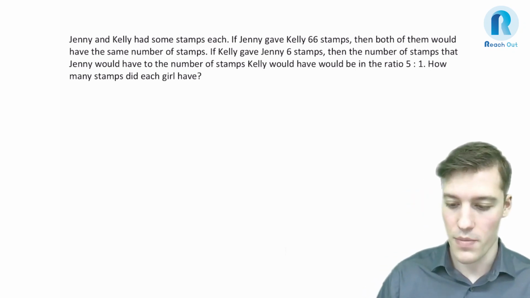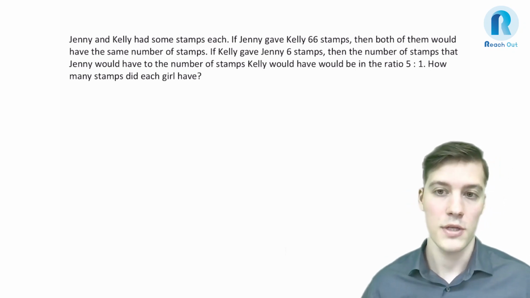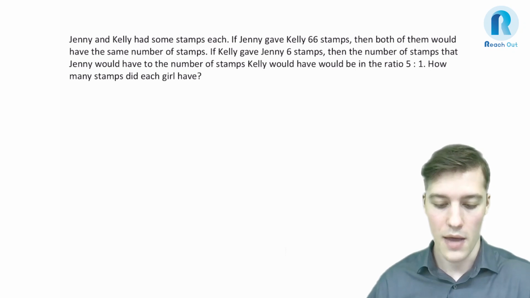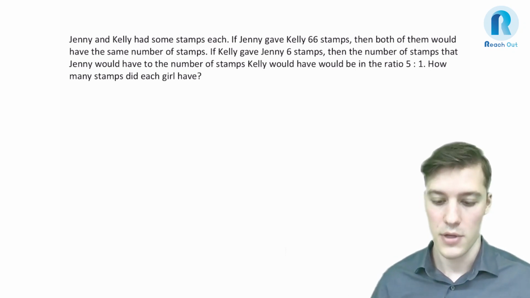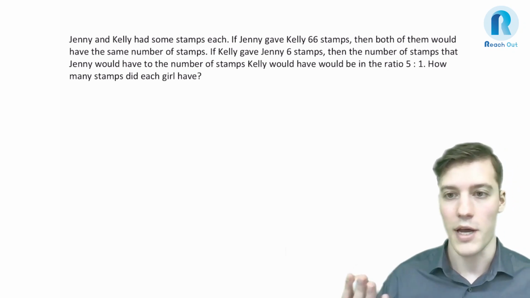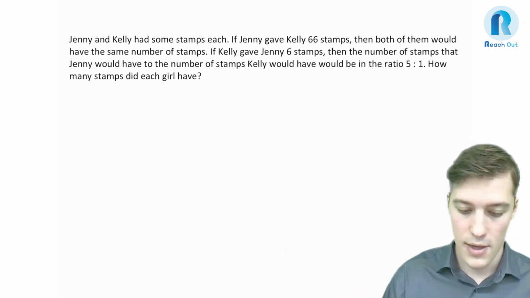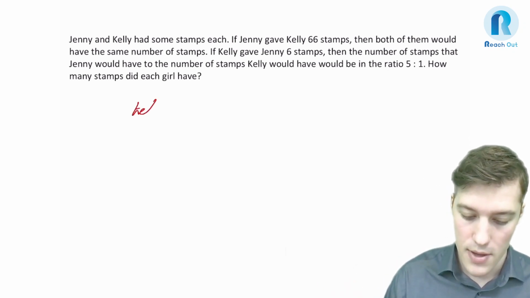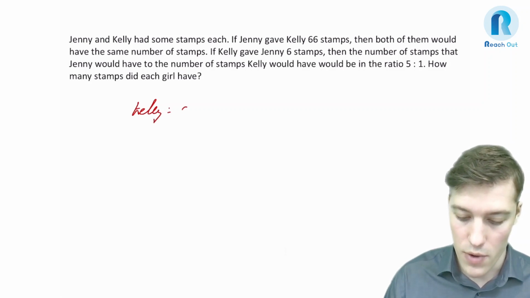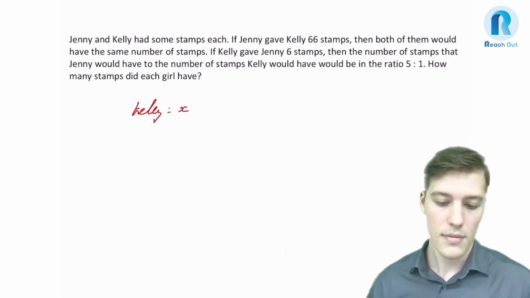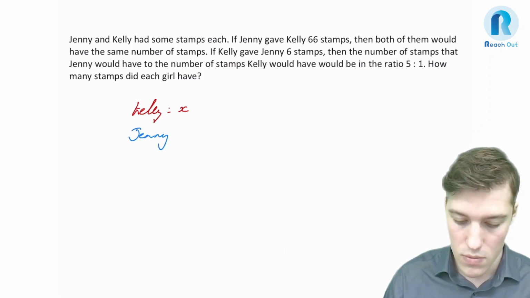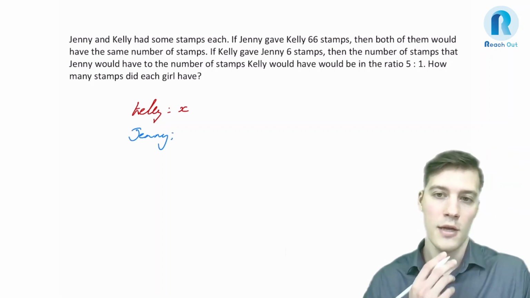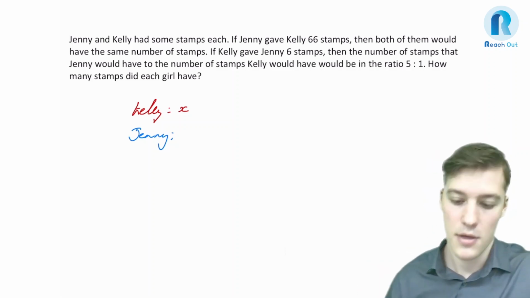So the first step of equations is to define the variable. So what am I after? Well, I'm after Kelly's stamps and Jenny's stamps. So one of them I can just define as x. I will do that to Kelly's, sure. So Kelly's stamps will be represented by x. So now I have to think, well, what about Jenny's stamps? What is that in terms of x?